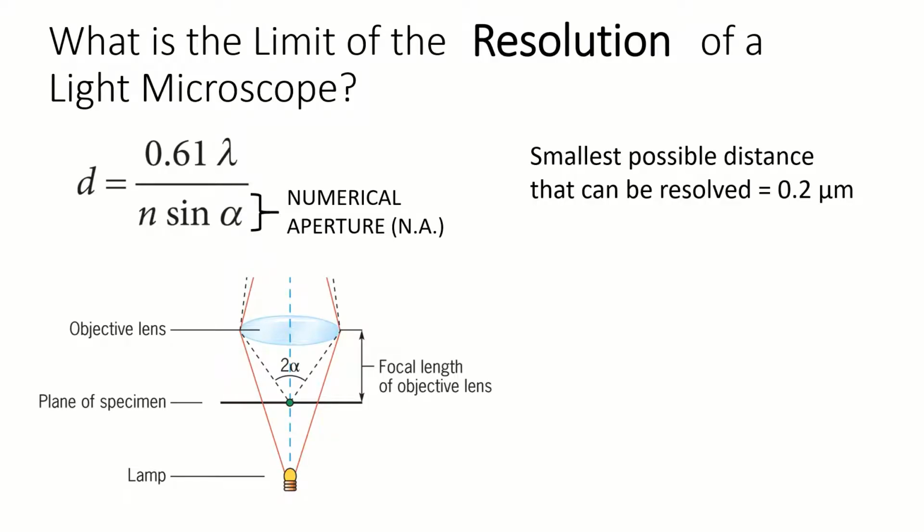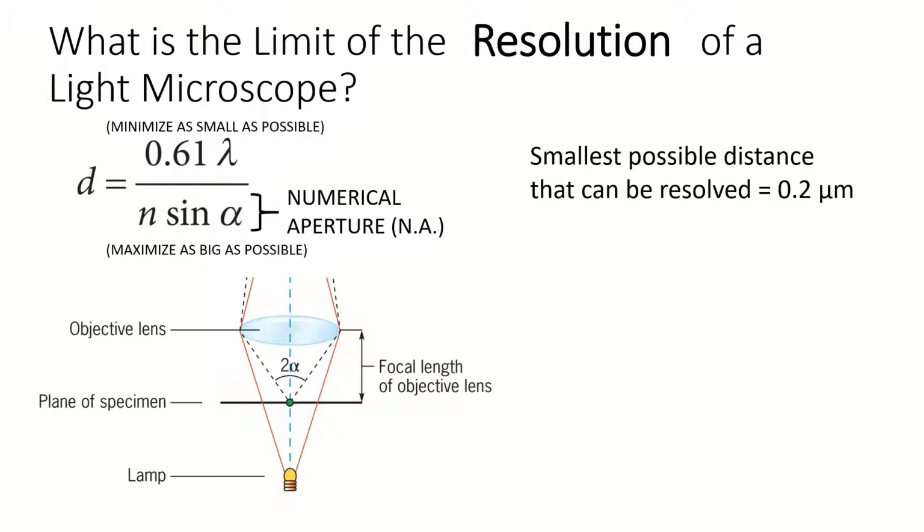In our compound light microscope, the smallest possible distance that can be resolved is 0.2 micrometers. So if we do the math, if we compute everything, the minimum distance that can be resolved is 0.2 micrometers. Meaning to say, we have minimized our numerator as small as possible, and we have maximized our denominator as big as possible. So the question is, how can we minimize the numerator, 0.61 lambda?